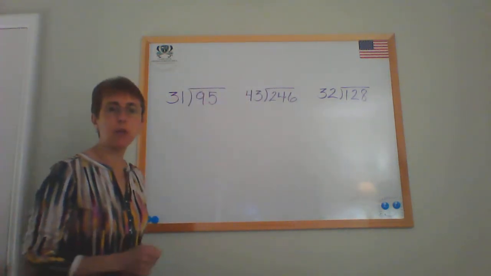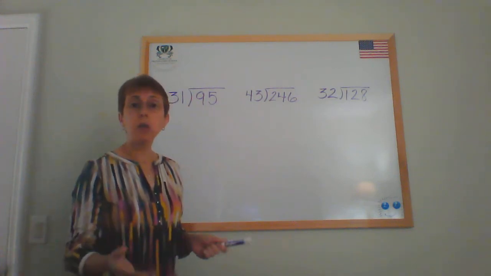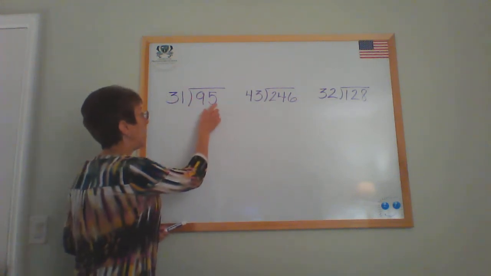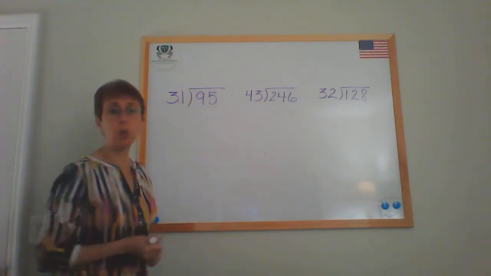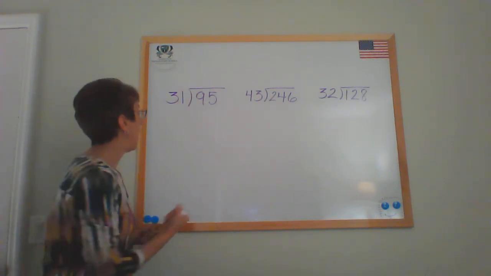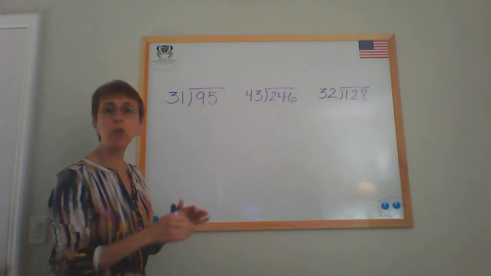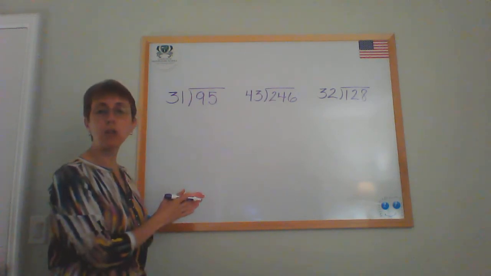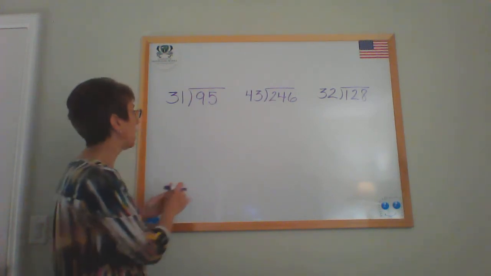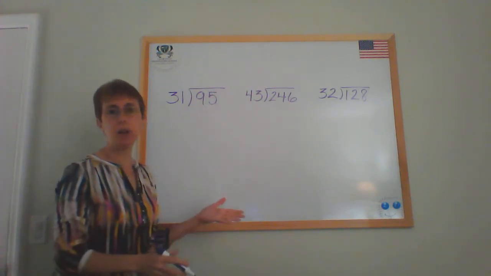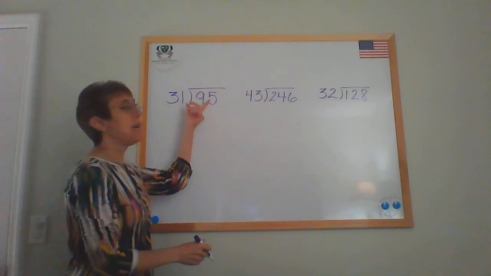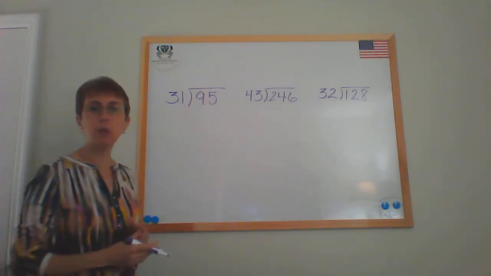95 divided by 31. So now you know that you're going to be looking at the whole number 95 and looking to see how many times 31 is going to go into 95, because you cannot do any smaller numbers. You can't do division by any smaller numbers here. Why? Because here you would have 9 and you can't say 9 divided by 31. So it is 95 divided by 31.